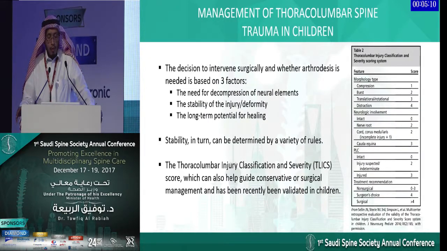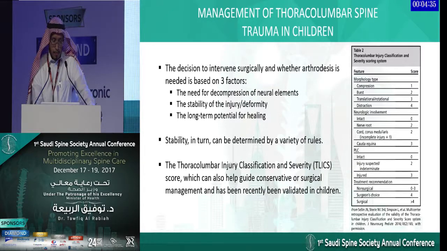Now, in the management of thoracolumbar spine trauma in children, the decision for surgery in general is based on 3 factors: the need for decompression of the neural elements, the stability of the injury, and the long-term potential for healing. For the stability, there are a variety of rules, but the thoracolumbar injury classification and severity score was recently validated for children and can be used to help you decide to go for conservative or surgical treatment.